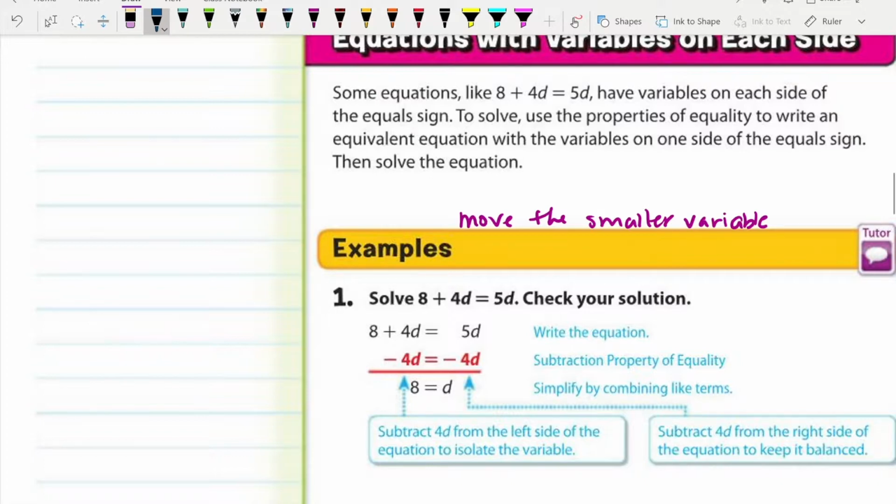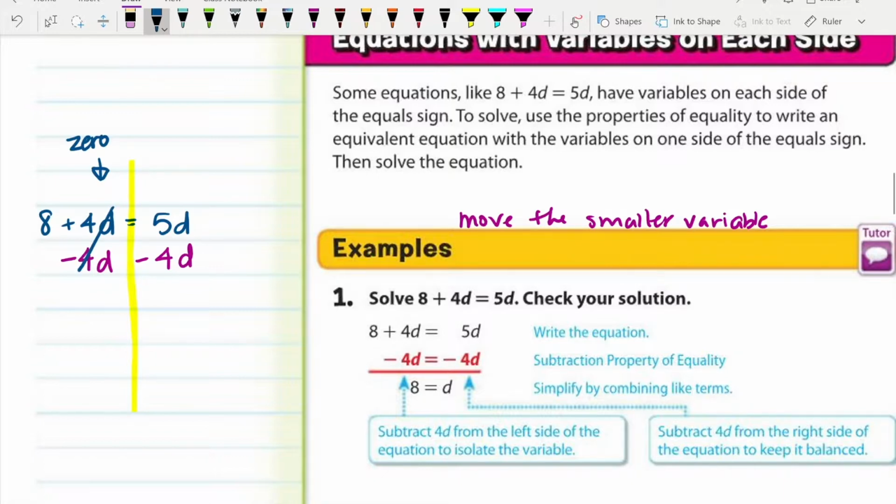So when we are solving this, I will write 8 plus 4d is equal to 5d. Just like we have been doing in class, you always want to draw that wall right down the middle of your page. And we want to move the variables to the same side. And like I mentioned, move this smaller one. And 4 is less than 5. And what we're doing is we are creating zeros, right? Because this here, when you take those together, those become 0.